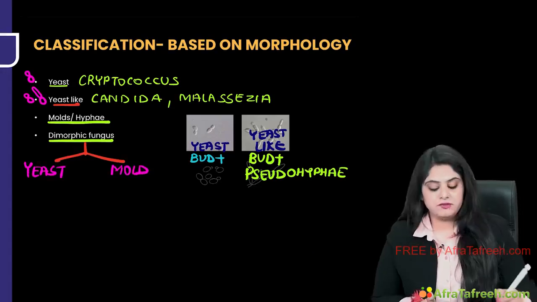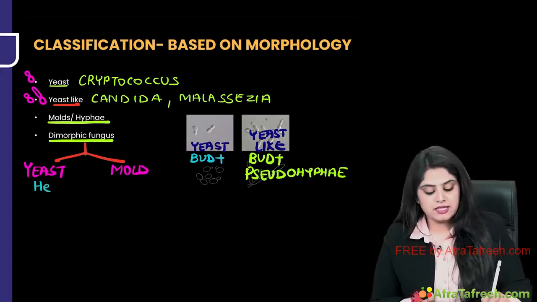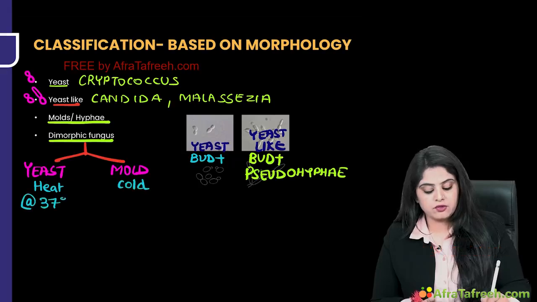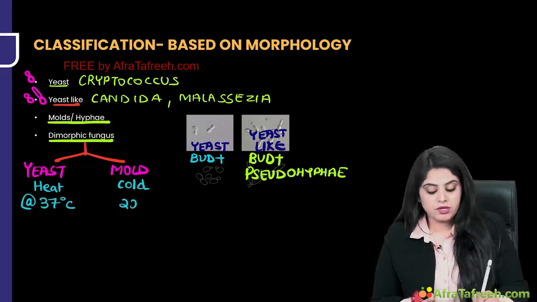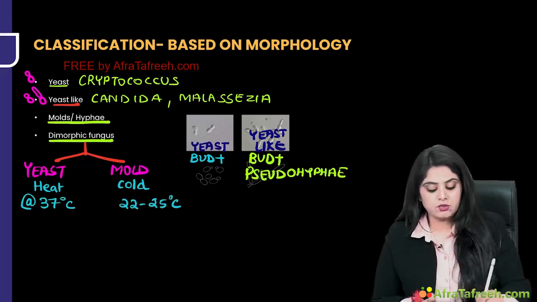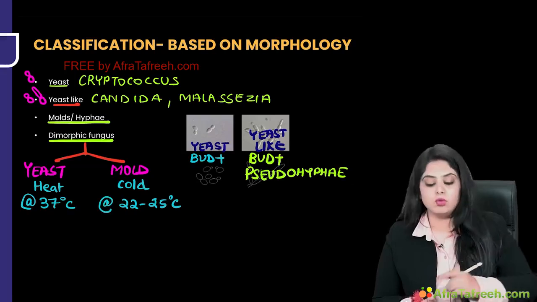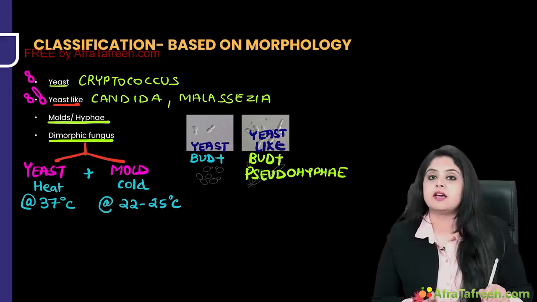So remember the mnemonic for this. Yeast is going to occur at heat and mold is going to occur at cold. So yeast is going to occur at a higher temperature of 37 degrees, and mold is going to occur at a lower temperature of 22 to 25 degrees. So yeast is heat, mold is cold. Both of them are existing. That is a dimorphic fungus.